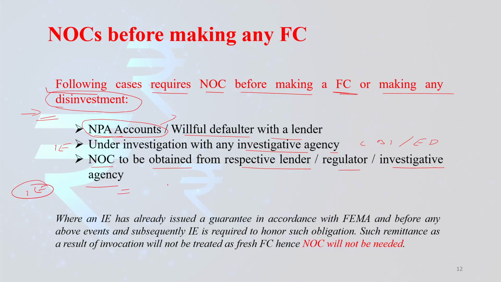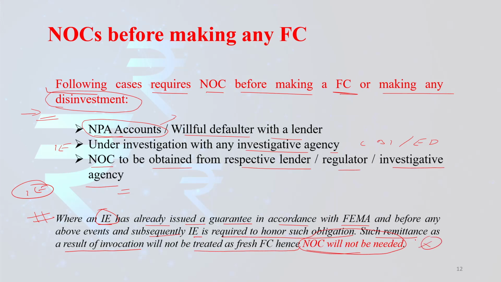Okay, another important provision is given: where an Indian entity has already issued a guarantee in accordance with FEMA before any of the above events and subsequently. What does it mean? If the guarantee was issued in accordance with FEMA, but the account was regular and no investigation was going on, then subsequently, even though the account becomes NPA, the Indian entity is required to honor such obligation. Such remittance as a result of invocation will not be treated as a fresh financial commitment. Therefore, NOC will not be needed in this case.